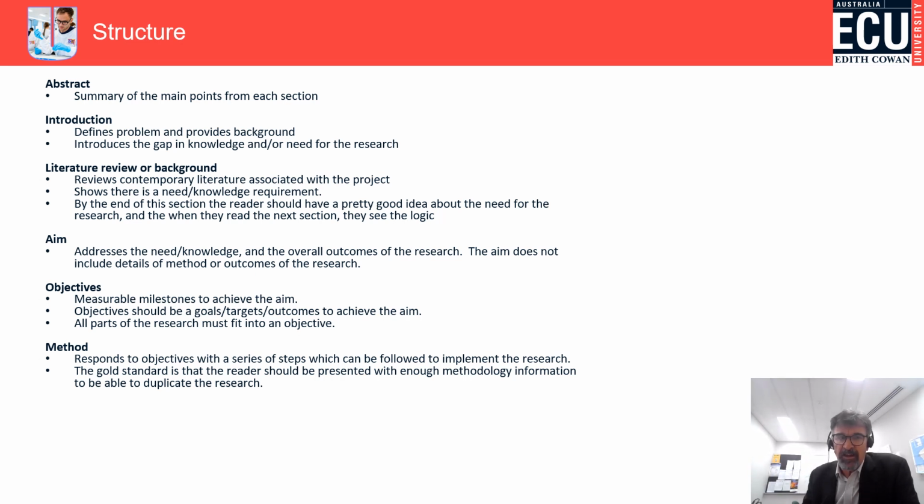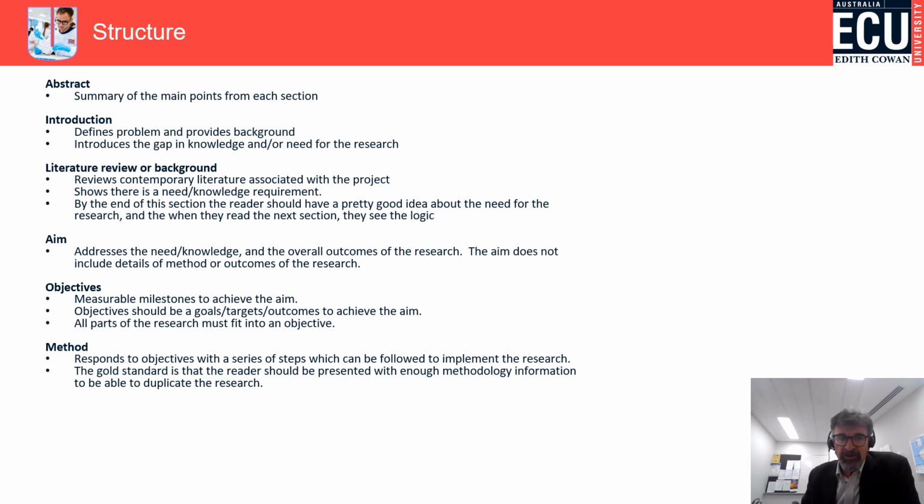So first of all, our summary. The summary is a series of the main points from each section, usually one page or 300 to 500 words depending on the journal. The introduction defines the problem that we're trying to solve and some sort of background, some justification for the need for the research or a gap in the knowledge. So you're showing your reader early on that there is a contemporary need for this research to be done, with the facts and figures that justify the project.